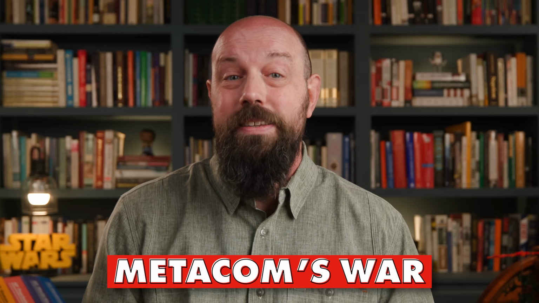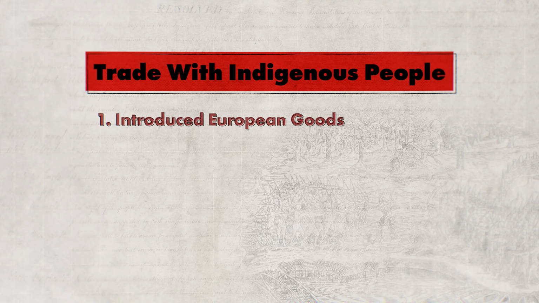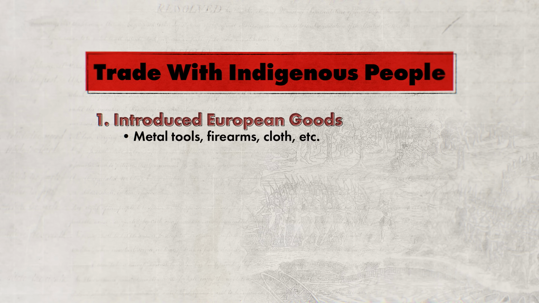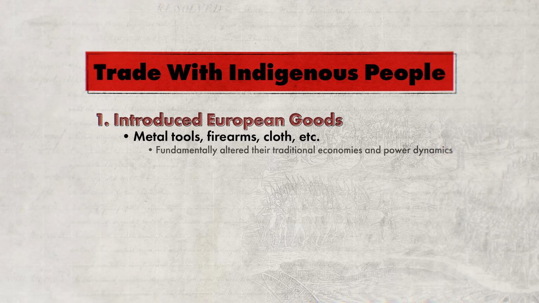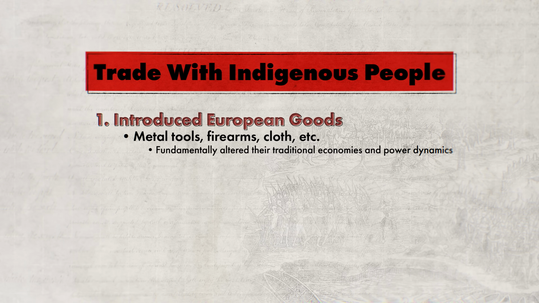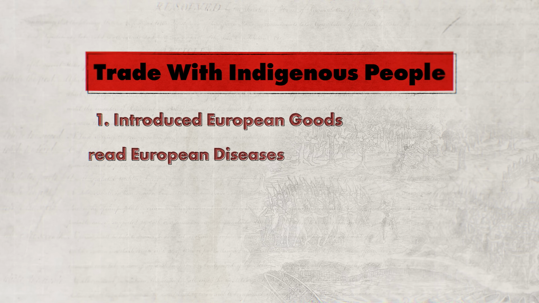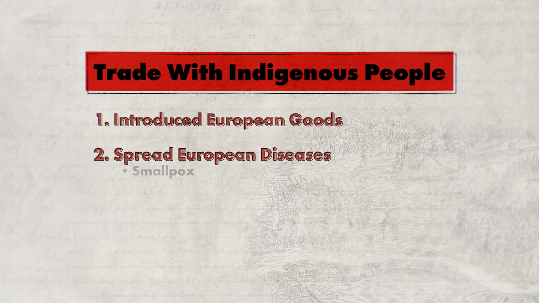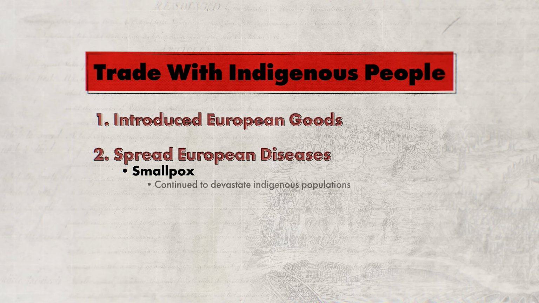Now, although British colonists were tied into a growing global network of trade, you're going to need to remember that they continued to trade with indigenous groups in North America, and that had some significant effects. First, trade introduced European goods like metal tools and firearms and cloth to native societies, and that fundamentally altered their traditional economies and the power dynamics between various groups. And then the second effect of this trade was that it continued to spread European diseases like smallpox to native people, which devastated some populations.